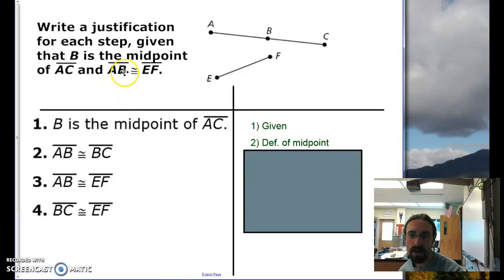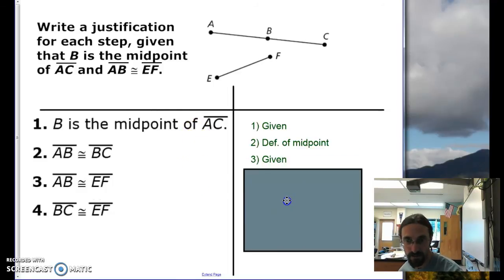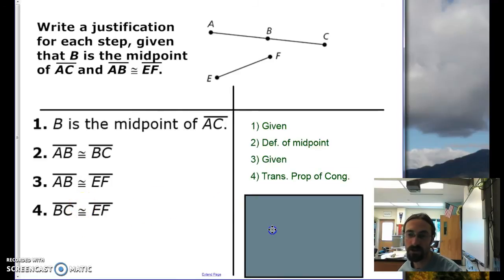Well, then here, AB congruent to EF. Why did we write that again? Well, we need to establish it somewhere here in our statements. That's another given. And finally, what are we doing? We are substituting, transitive property of congruence, which feels like a substitution, right? If BC is congruent to AB and AB is congruent to EF, then BC is congruent to EF, and that is transitive property.